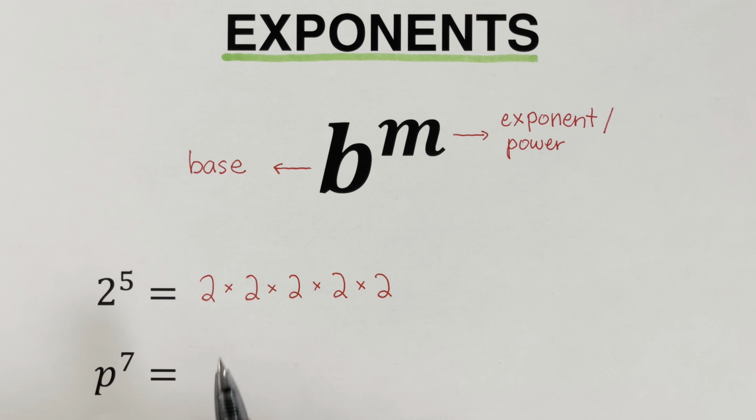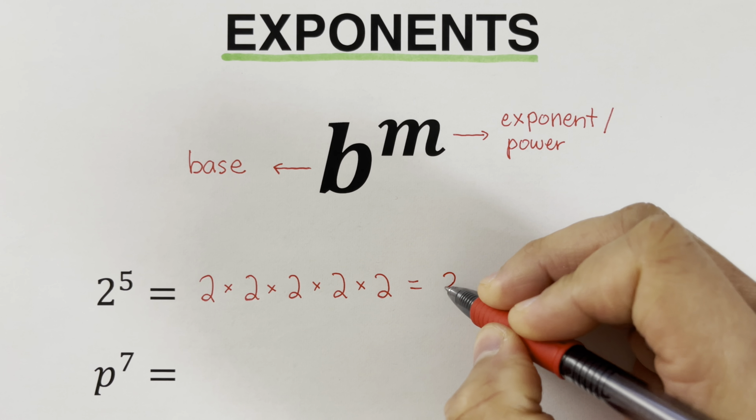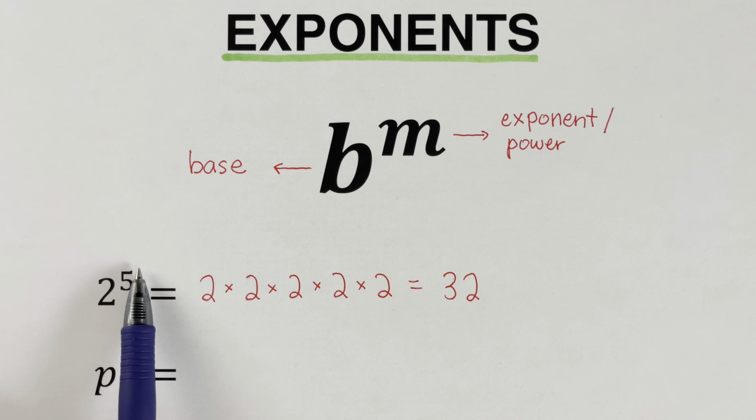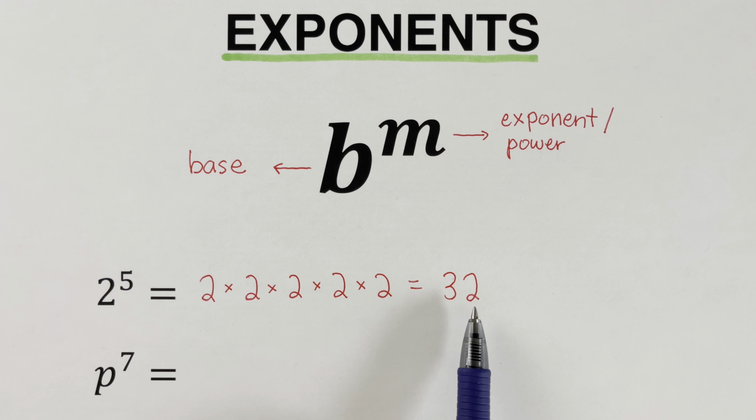And so if we use a calculator on this, 2 times 2 times 2 times 2 times 2, this will give us 32. Now please remember that this is called the exponent form, this is called the factored form, and this is called the standard form. So I'm just gonna label that up here.